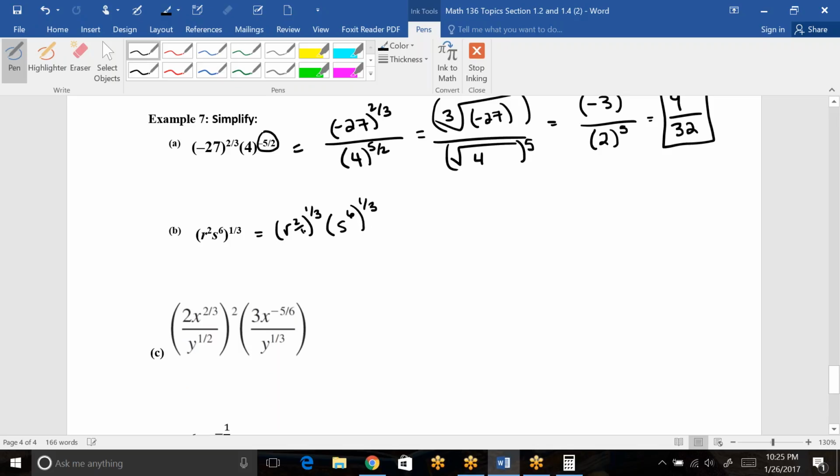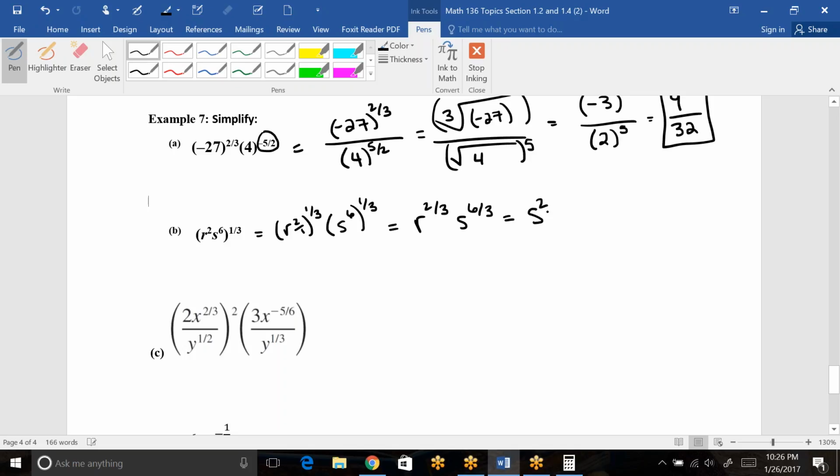So this would be 2 over 1. This is just multiplying two powers together. Remember, power, power, you multiply. So this would be r to the 2/3 and s to the 6 over 3, which means that s is actually just squared.